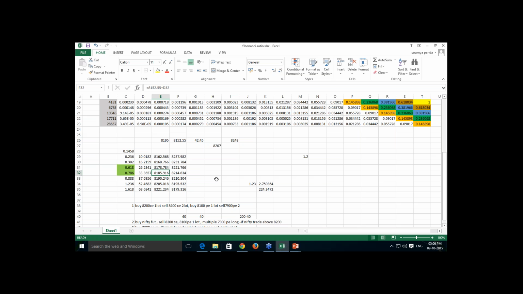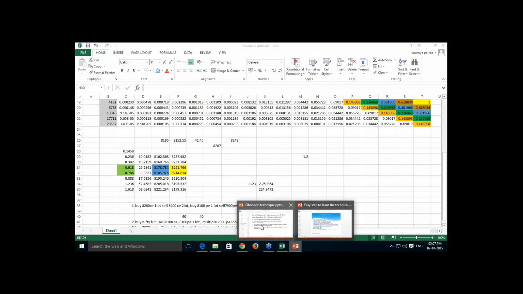Similarly, the death zone for the sell side is 8221 to 8214. This is the death zone for your selling side, derived from the high. And this is the death zone for your buying side, derived from the low. As per the static principle of Fibonacci, this is what you have derived.